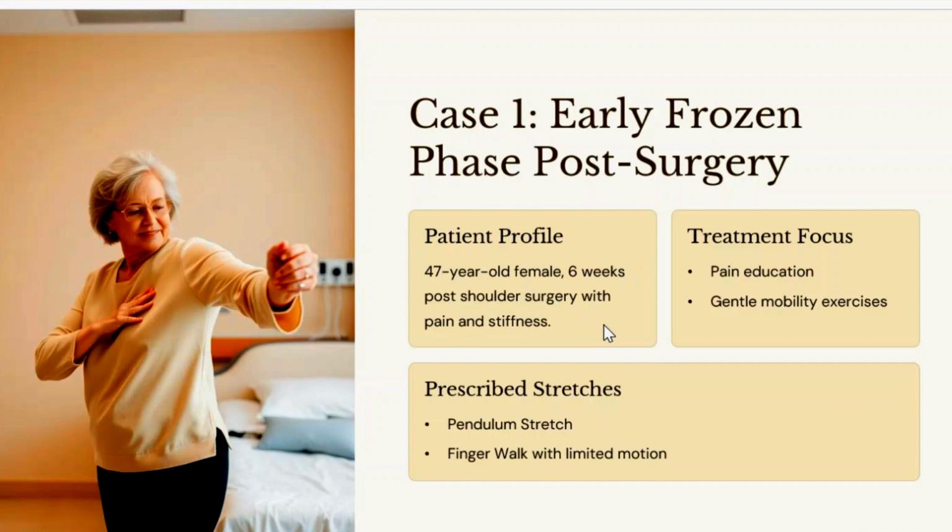Early frozen phase, that means stage 2 after the post surgical. A 47-year-old female, 6 weeks post shoulder surgery, with pain and stiffness. Because they didn't mention what kind of surgery, you don't have to go in depth, or you can just ask the patient if you need to. But as a physical therapist, I surely recommend you ask the patient what kind of surgery they had before 6 weeks.